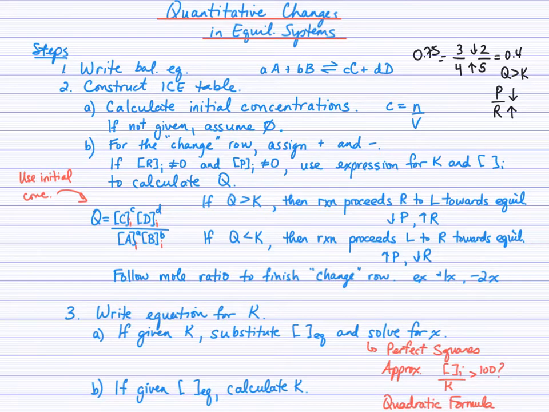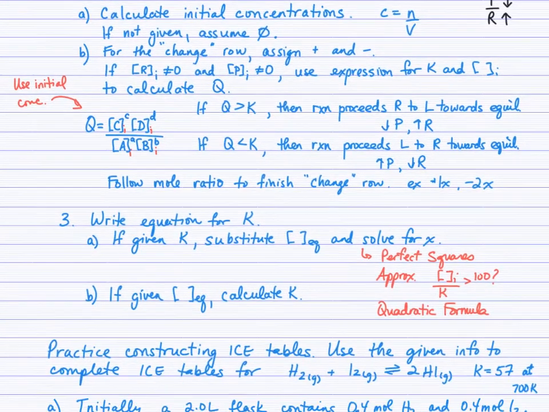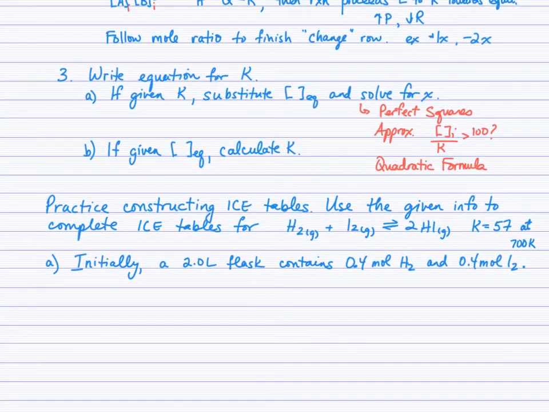Okay, following steps 1 and 2 then, which is basically building that ice table, we'll write an equation for K, and now it depends on the question. If you are given K, you may just be substituting equilibrium concentrations and then solving for X. And if that's the case, we'll have 3 different methods. We'll check perfect squares first of all. That'll make it for a quick solution. If that doesn't work, we'll try an approximation, which can really simplify the math. And when all else fails, we'll use the quadratic formula.